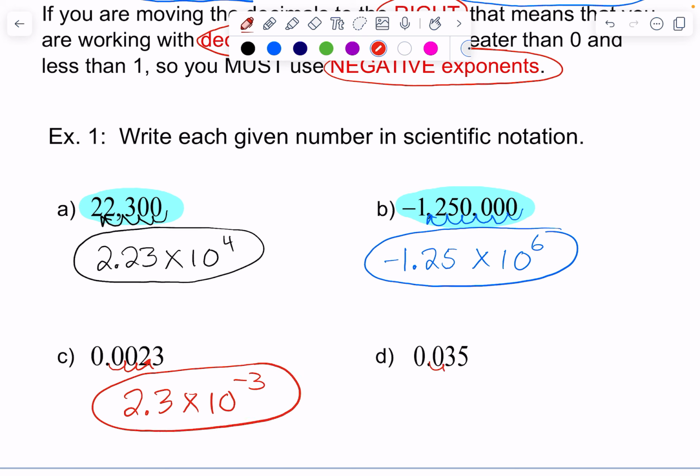0.035. I'm going to go 1, 2 to the right, and I've got 3.5 times 10 to the negative 2 power. Now, yes, I know, when you go to the left, you're using positive exponents. When you go to the right, you use negative exponents.